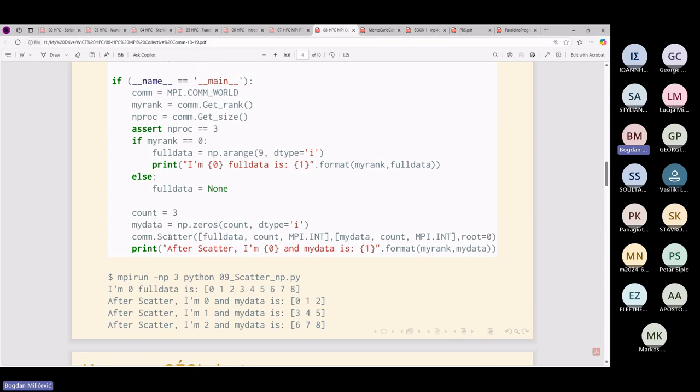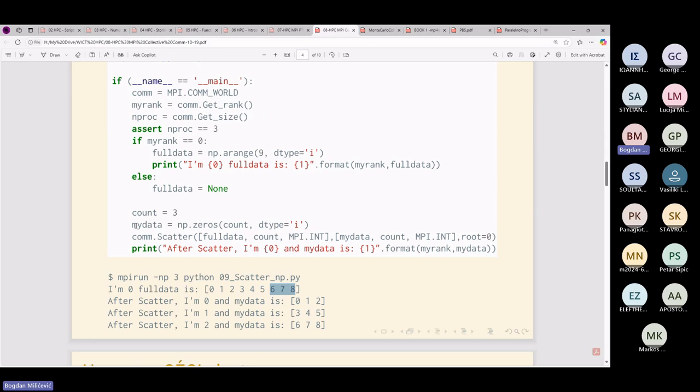Now we have a scatter once again, but written in a little bit better way. We have full data, which are the data from 0 until 9, but not including 9. So from 0 until 8. And only the 0th process has them. Then we want to scatter this data among other processes. Everyone will have three data. So the 0th process should have 0, 1, 2. The first process should have 3, 4, 5. And the last process, second process, will have 6, 7, 8. So this is what we are trying to achieve.